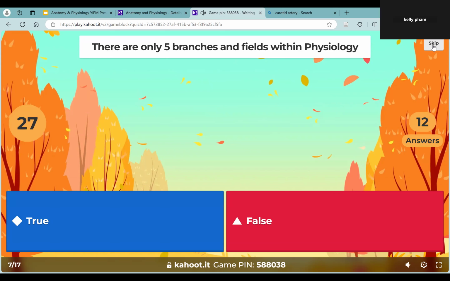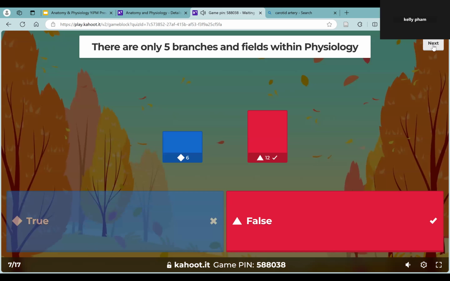There are only 5 branches and fields within physiology. The answer is false. There are many different types of branches and fields within physiology.